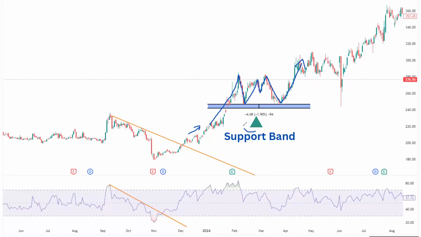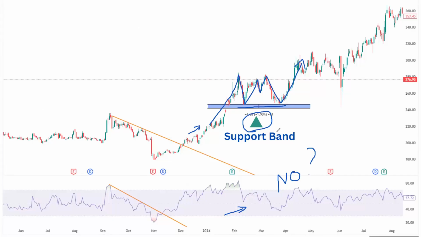Now, this is a support band. I have marked with a positive arrow over here. This is a support band, and at this support band, can you see any oversold reading in RSI? No. Then how will you use it?